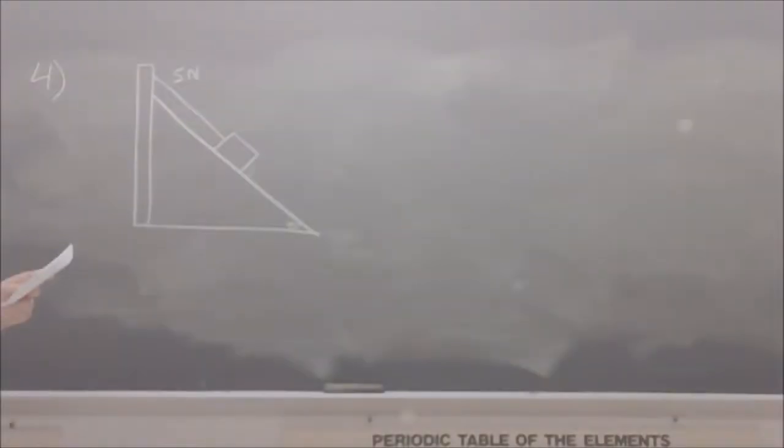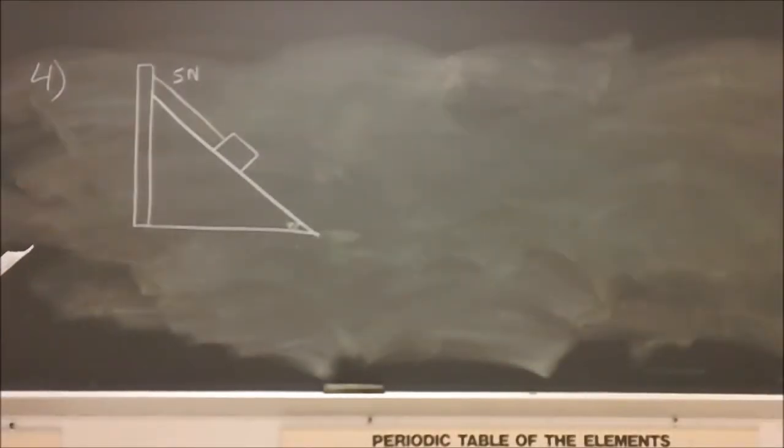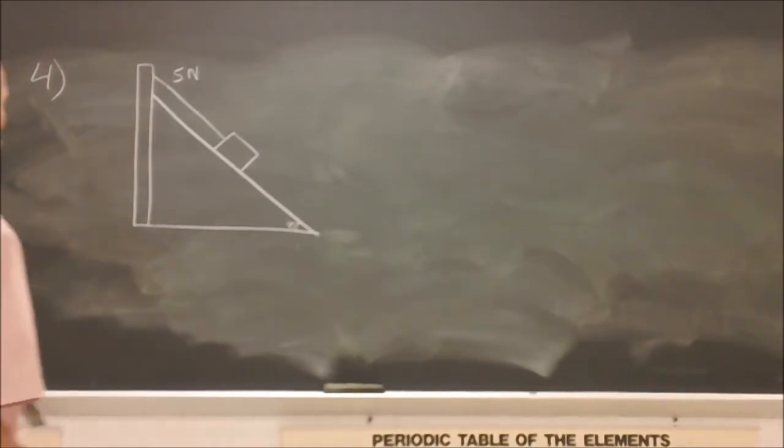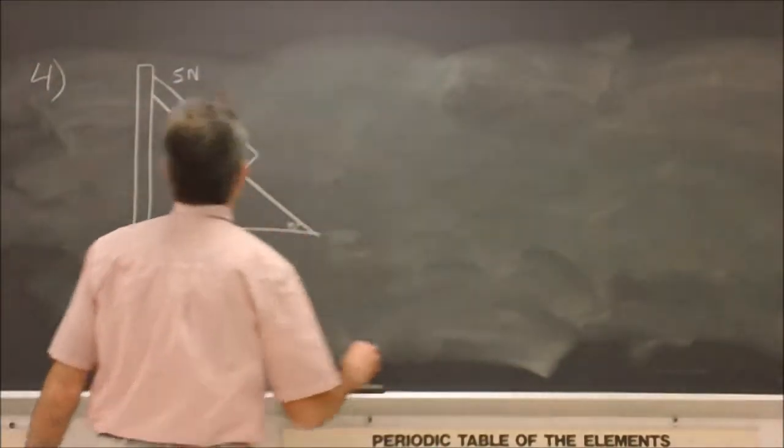A box sits on the frictionless 40-degree ramp. The tension in the spring that holds the box in place is 5 newtons. It wants to know what's the mass of the box and what's the magnitude of the support force provided by the ramp. Okay, so again, I think I'm going to draw my free body diagram right on this.